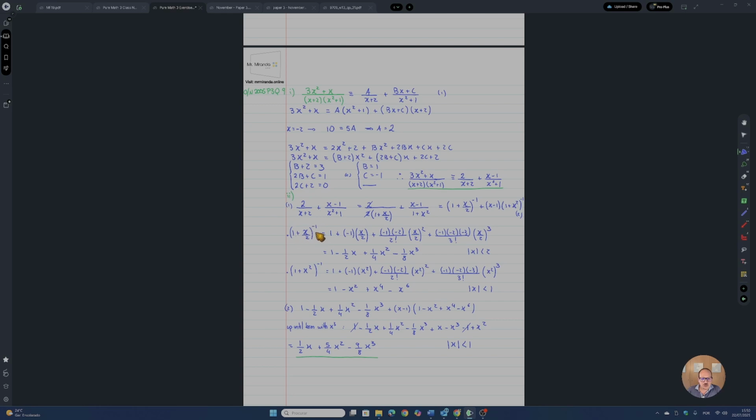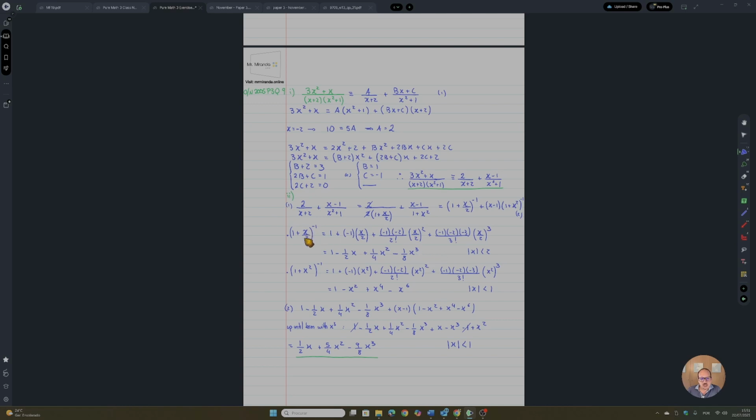So here you are just applying the rule for binomial expansion. So 1 plus n times the expression, plus n times (n minus 1) over 2 factorial times the expression squared, plus n times (n minus 1) times (n minus 2) over 3 factorial times the expression cubed. Okay? Just take care of the algebra, and here you have the 4 terms up until x to the power of 3.